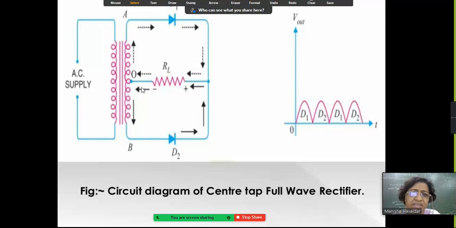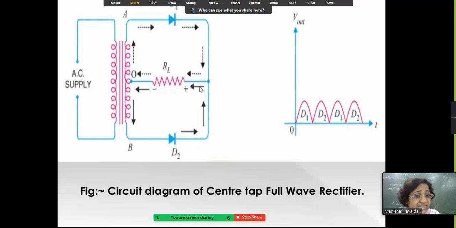At this center tap again, this is negative, and this B terminal becomes positive. Now when this B terminal is positive, D2 is in forward bias mode. So now current flows from this center tap to this D2, then from this D2 over here, and this comes out, flows through this load resistance RL, and then comes back to the center tap.